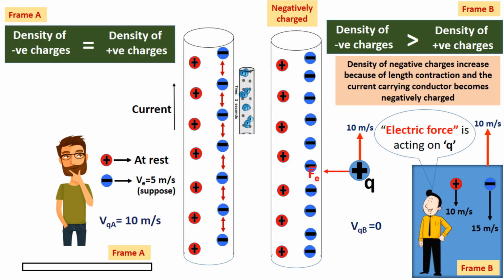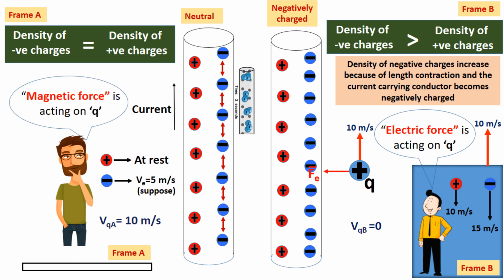On the other hand, everything is normal with respect to frame A. The current carrying conductor is still neutral with respect to frame A. So he concludes that the magnetic force is still acting on the charged particle Q. So according to frame A, 10 Newton of attractive magnetic force is acting on Q, while with respect to frame B, 10 Newton of attractive electric force is acting on Q.